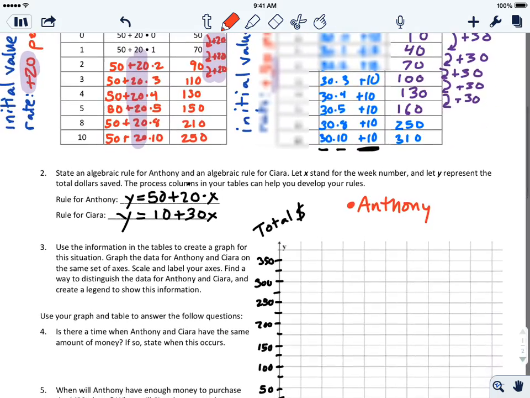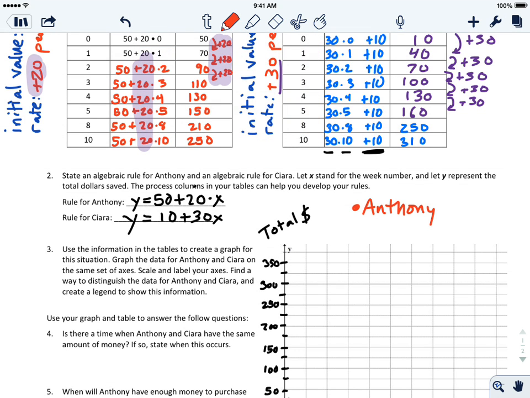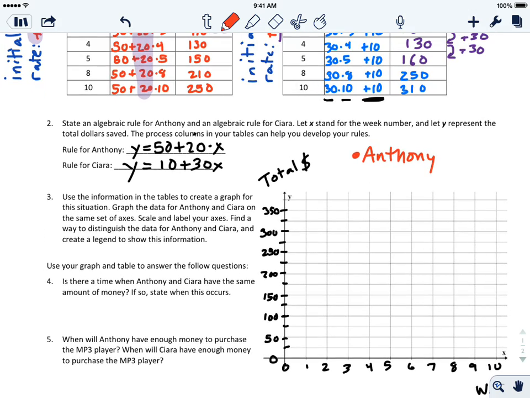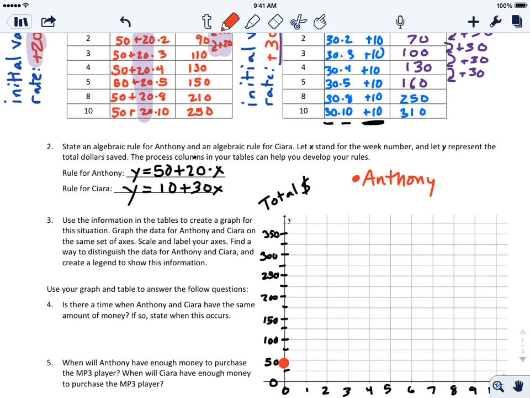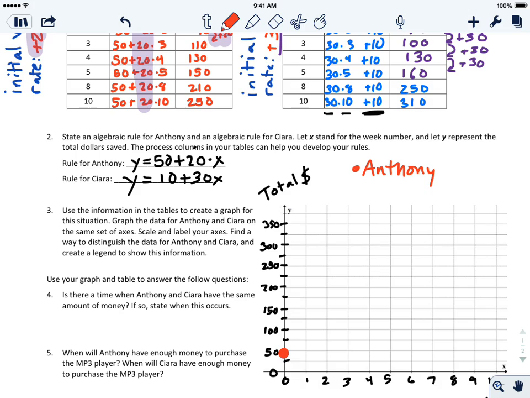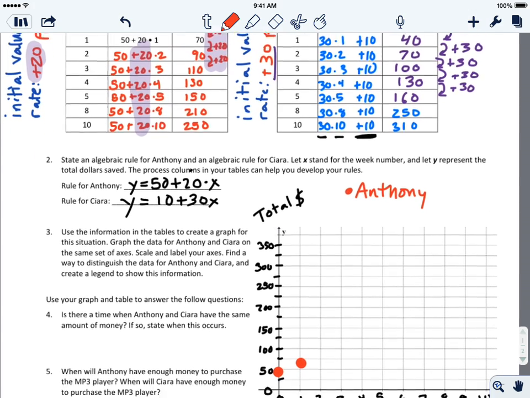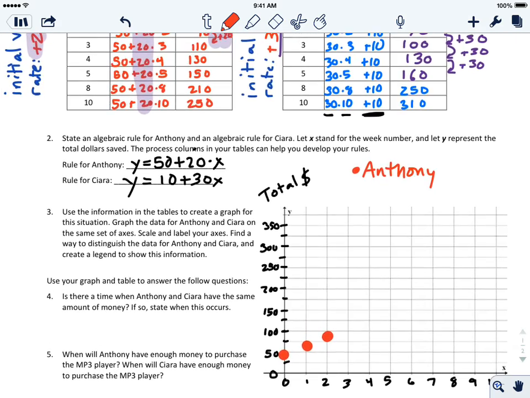Okay, so Anthony, his first point is at 0, 50, so I'll go ahead and mark that. So 0, 50 is over 0, up 50. And then 1, 70, and so I'm going to go over 1, up 70. And then 2, 90, so over 2 and up 90. And 3, 110.